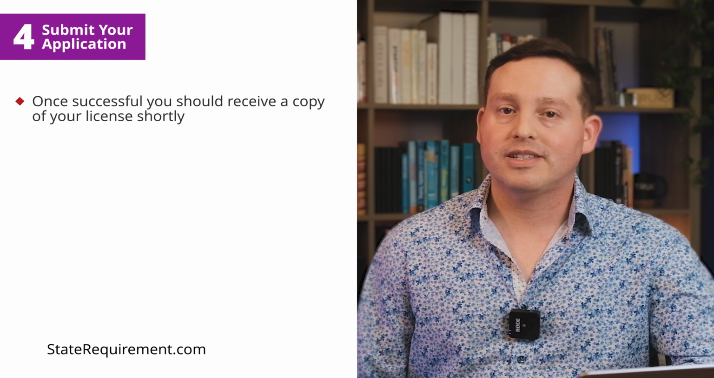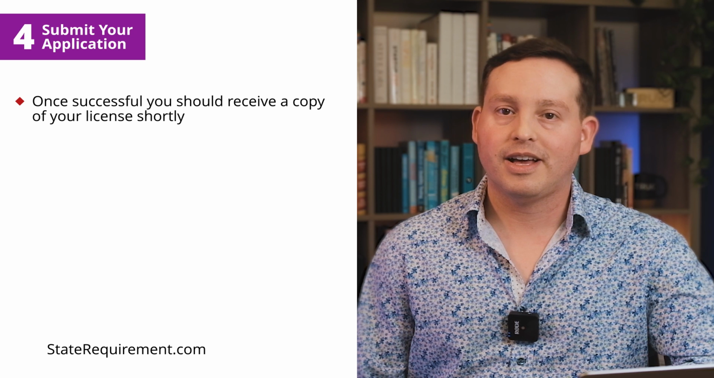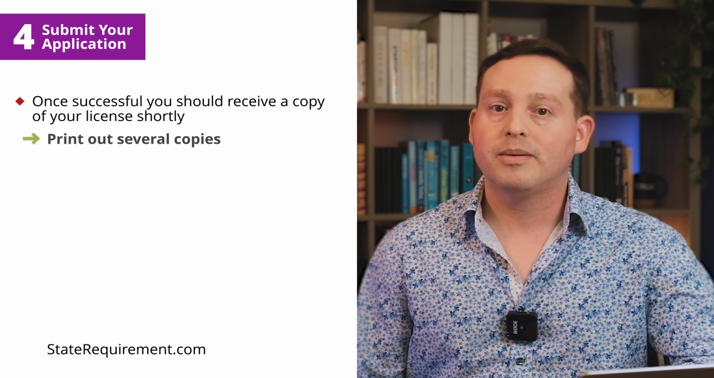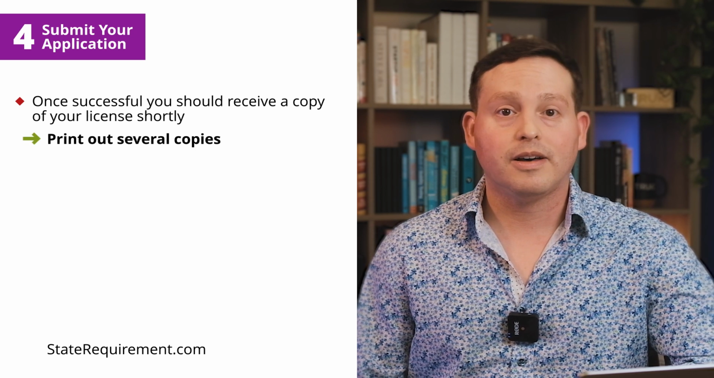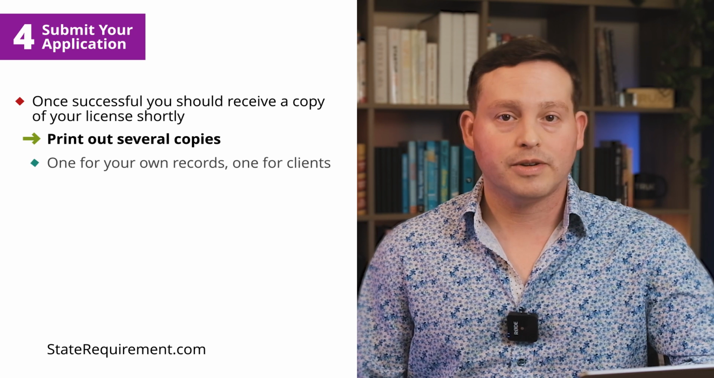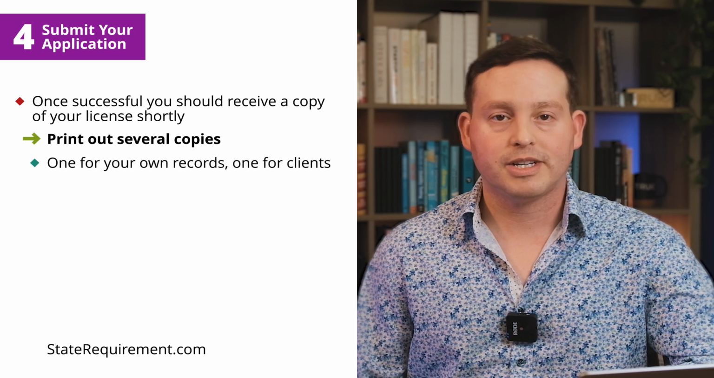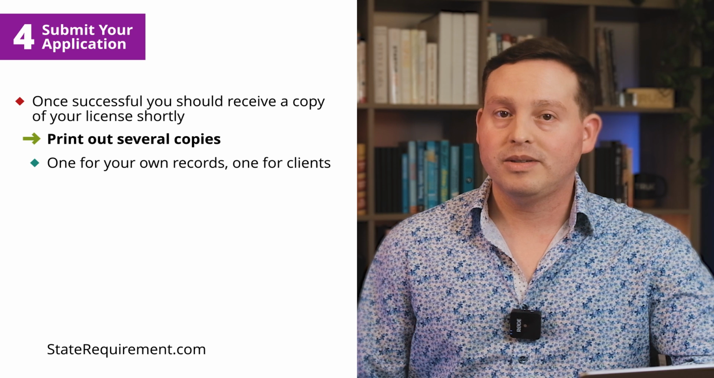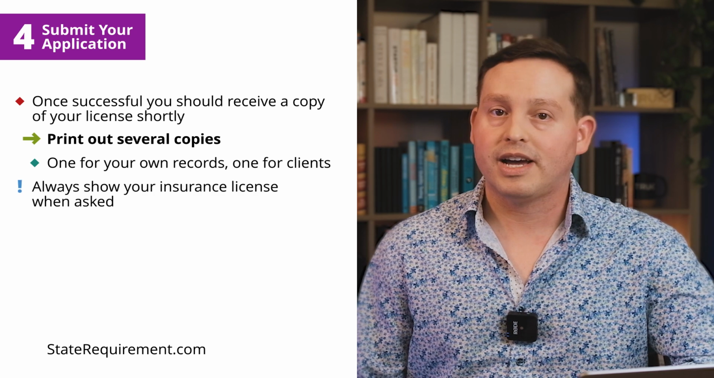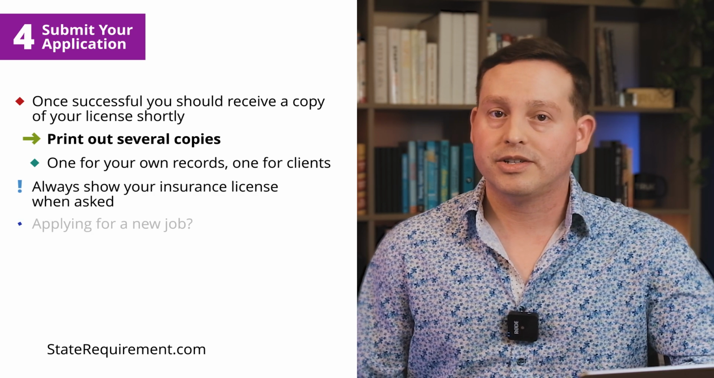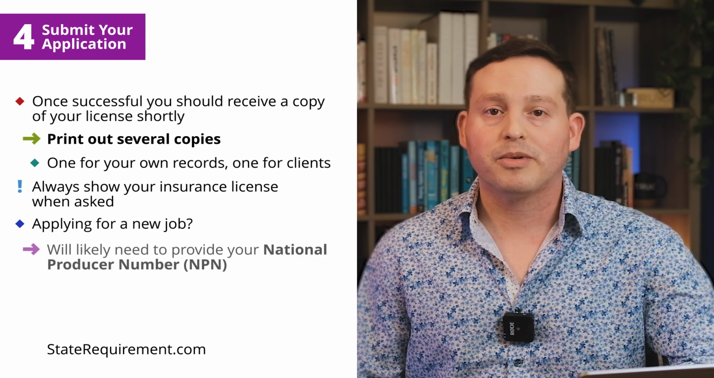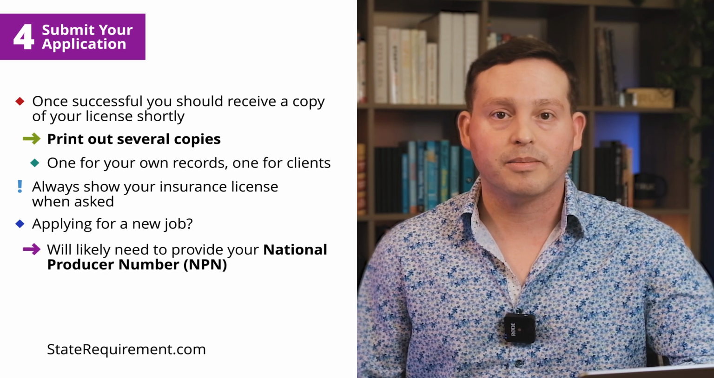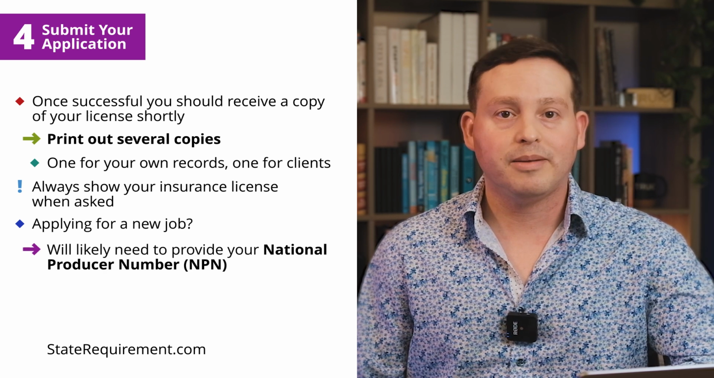If your application is successful, you should be sent a copy of your official health and life insurance license shortly. Printing out several copies of this license is often a good idea so that you'll have one for your records and another to be able to show to potential clients. Note that you should always be able to show your state's insurance license when asked. If you're applying for a new job within the insurance industry, you'll likely be required to provide your potential employer with your license number and National Producer Number, NPN.